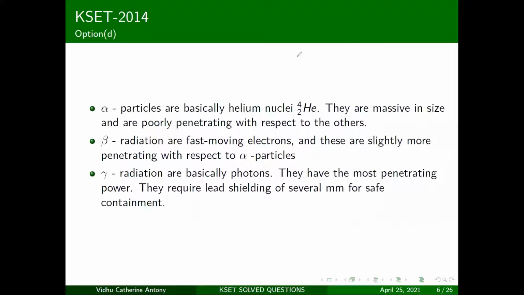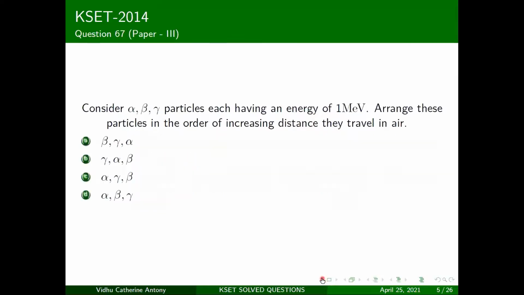Okay, so let's go back to the question and look at it again. Alpha, beta, and gamma particles, each having an energy of 1 MeV, arrange them in the order of increasing distance that they travel. So gamma rays have the most penetrating power, so they're going to travel a lot more distance.